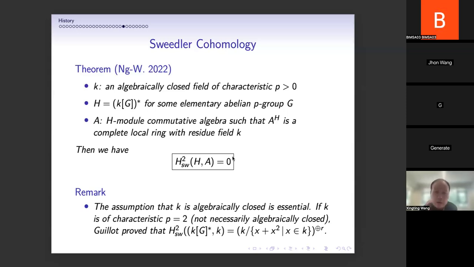Now, here the characteristic p is pretty useful. Actually, the characteristic p is useful in classifications and the cohomology theory. So the general case, if K fails to be algebraically closed, is given by Gillett. He showed that you have non-vanishing Sweedler cohomology. And it's a good exercise to show that if K is algebraically closed, that expression becomes zero. So that shows that the algebraically closed condition is quite critical here.